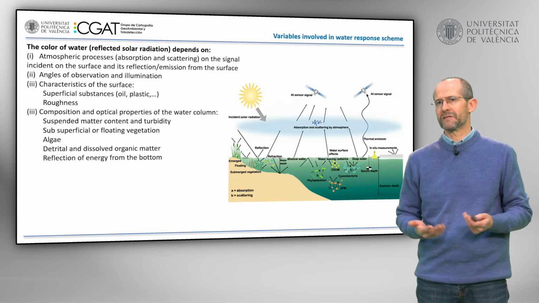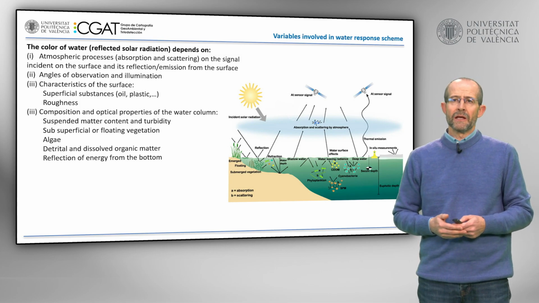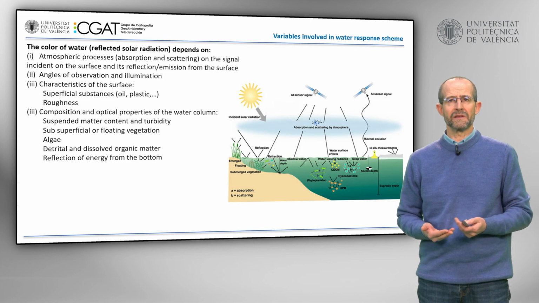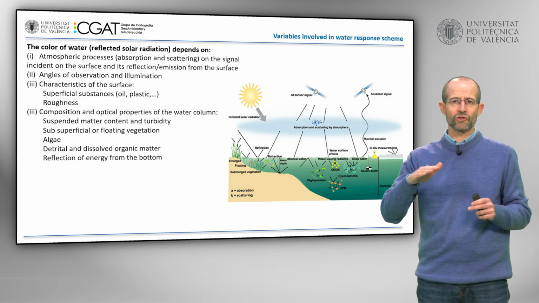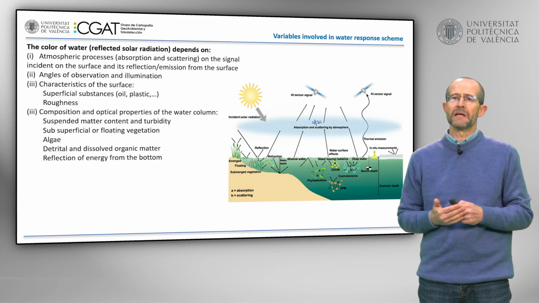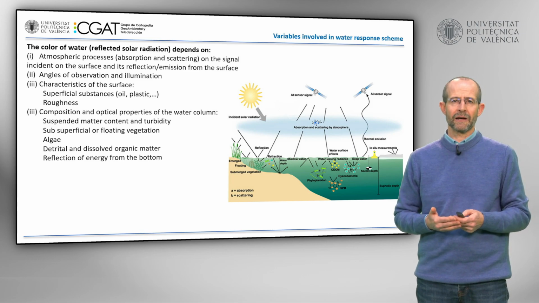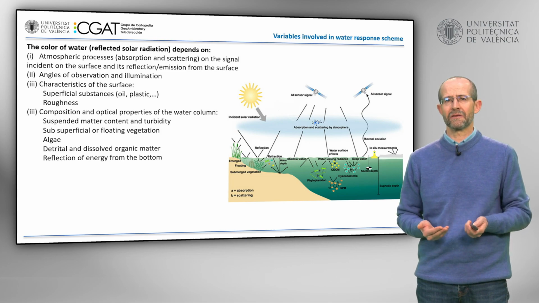But what variables condition the response of water and therefore its color, as can be seen in the figure? Atmospheric processes of absorption and scattering, the geometry and angles of observation, the amount of incident illumination, the characteristics of the water surface itself, i.e., substances on the surface and their roughness, and very important, the composition and optical properties of the water column, suspended matter content and turbidity, the amount of algae and vegetation, dissolved or suspended organic matter, as well as the reflection of energy from the bottom.